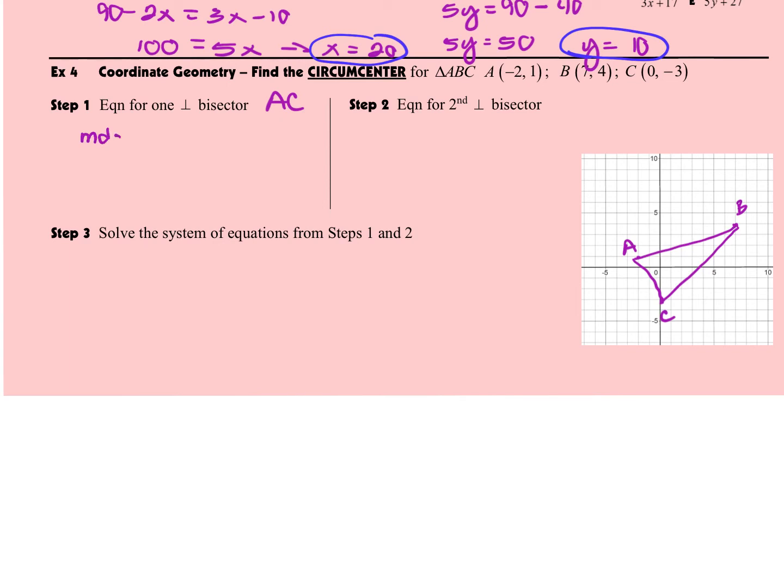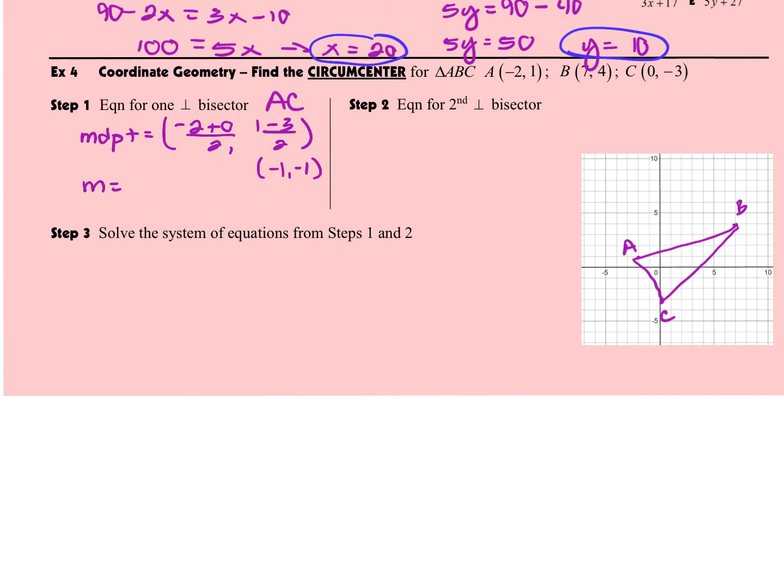Always remember to label your work. So our midpoint is going to be -2 plus 0 over 2, and 1 minus 3 over 2, because we're finding that average, and that's going to give me the point -1, -1. I also am going to find my slope.